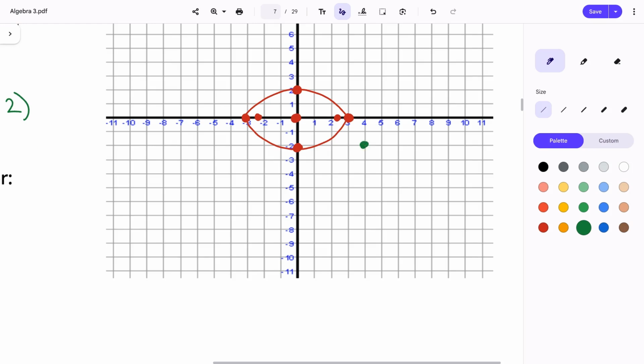So there's my new center. That's the top co-vertex and the bottom co-vertex there. So that's kind of the up and down distance. Now I'm going to do those foci points and my vertices. I'm going to move them all right 4, down 2.